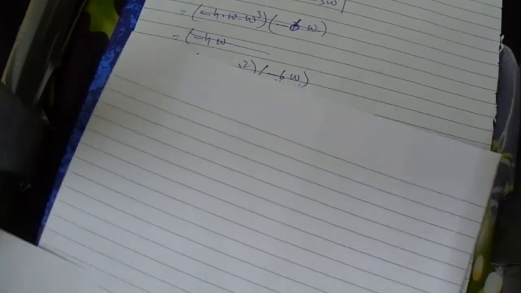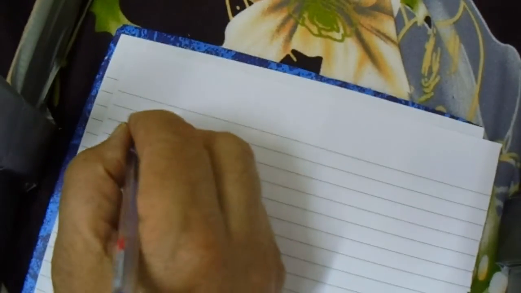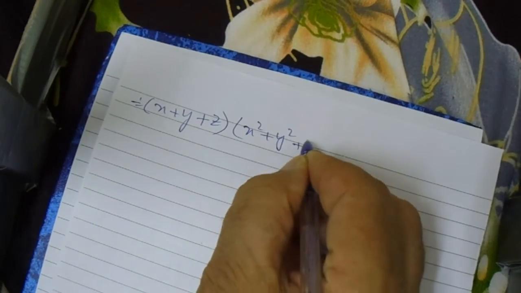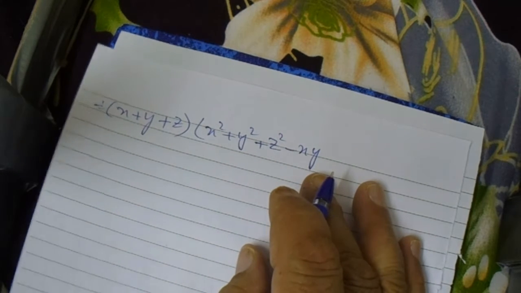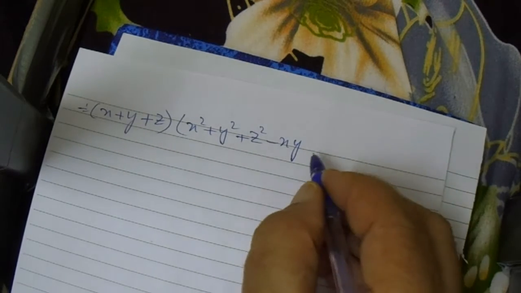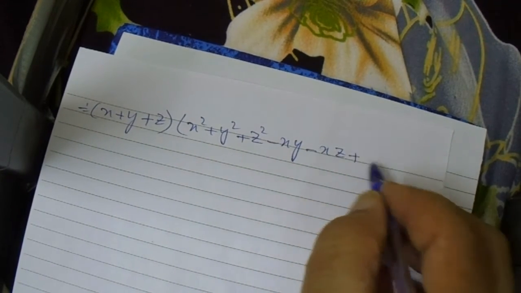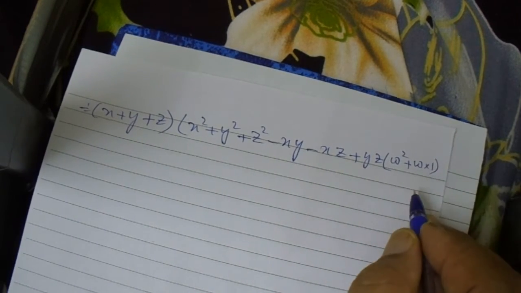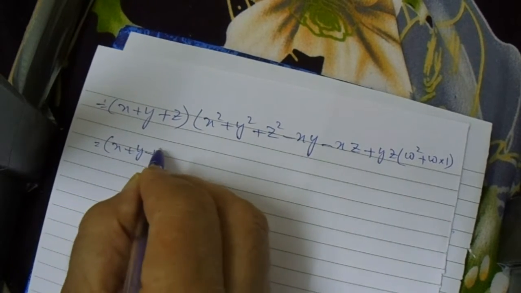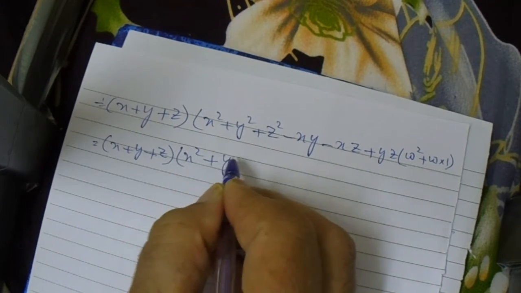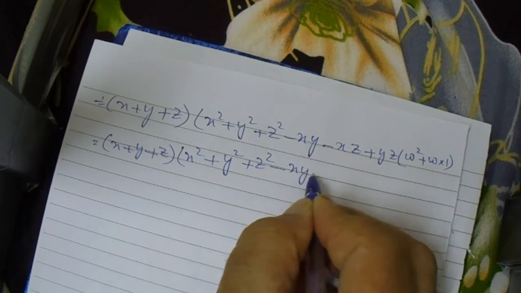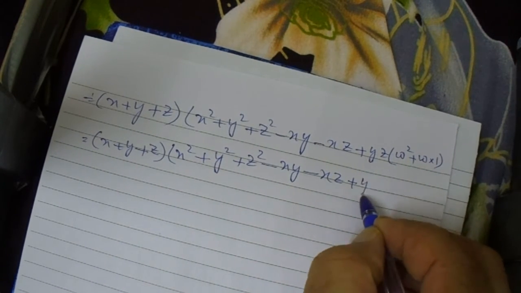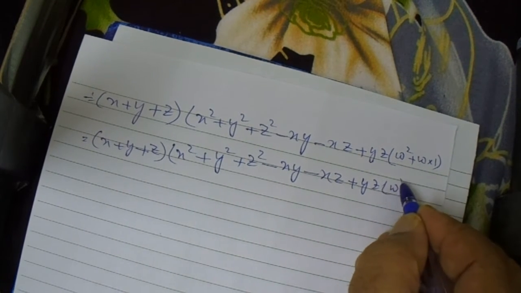Now on the next page we write this is equal to x plus y plus z in bracket, x square plus y square plus z square minus xy and minus xz, and plus yz, and we write this omega square plus omega and omega cube, which is 1. So it is x plus y plus z, and here x square plus y square plus z square minus xy minus xz, and also yz, and here omega square plus omega.